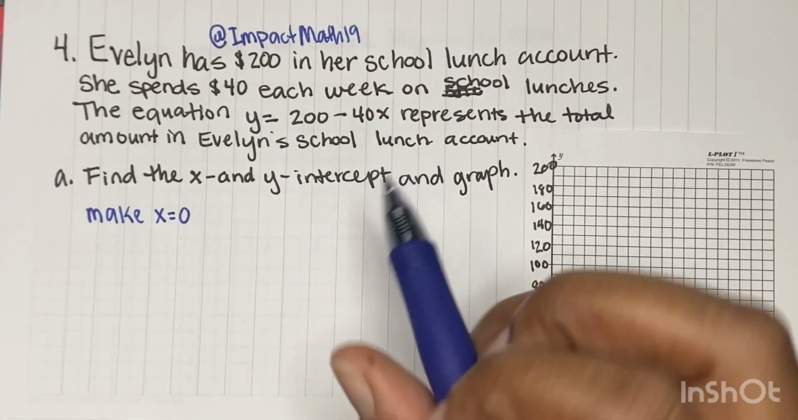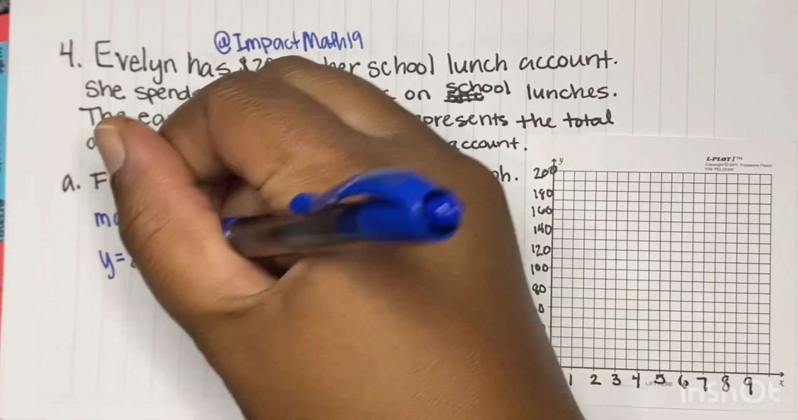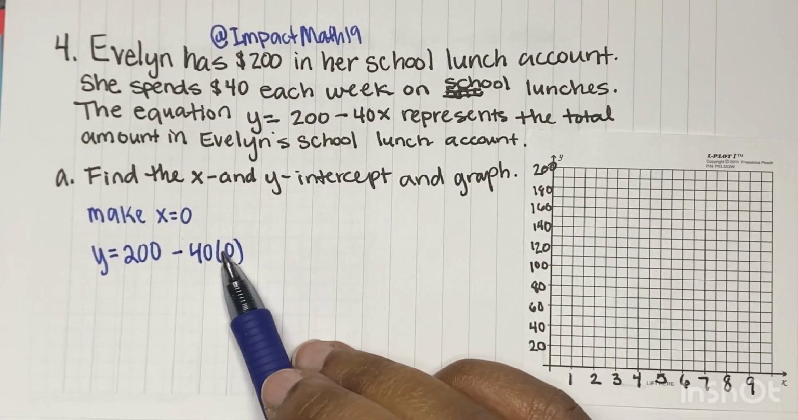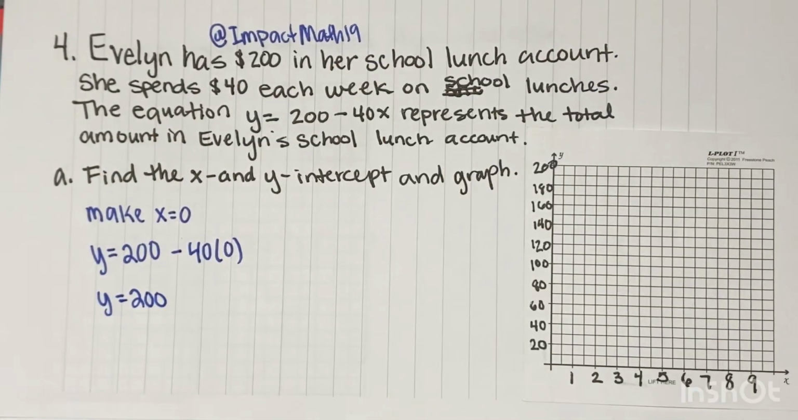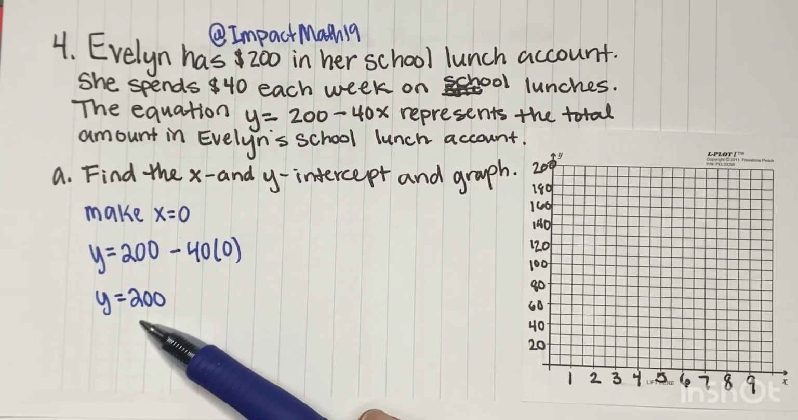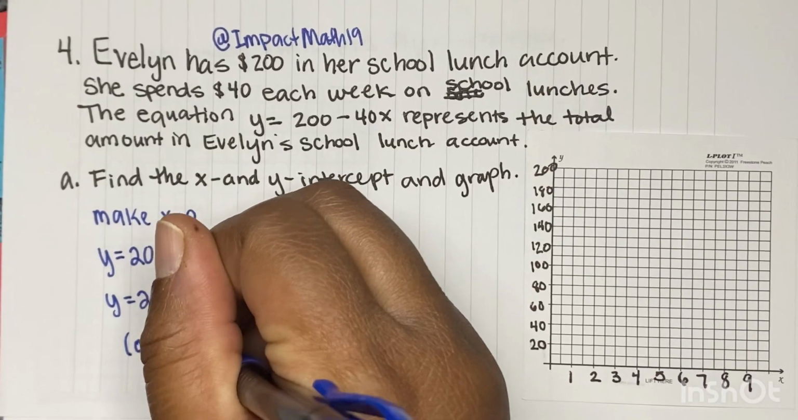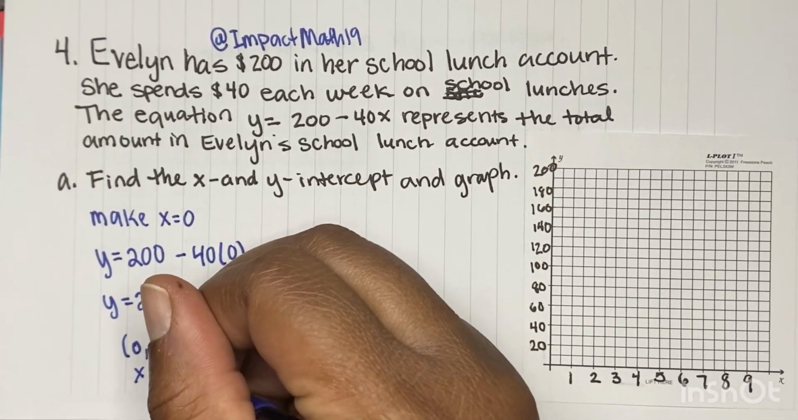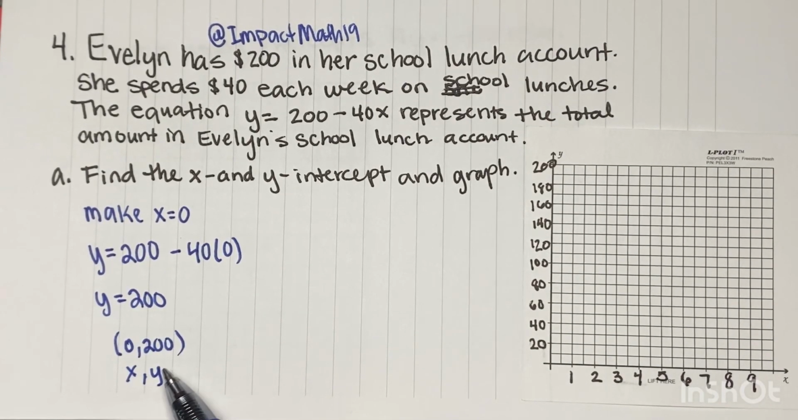We're going to plug in 0 for x. So we're going to do y equals 200 minus 40 times 0. 40 times 0 is 0. So y equals 200. So the initial, what she's starting with is $200, okay? So we write this 0, 200. Why 0 first? Is because that's what the x is. Remember, a point always consists of an x and a y, okay? And our y that we solved for was 200.